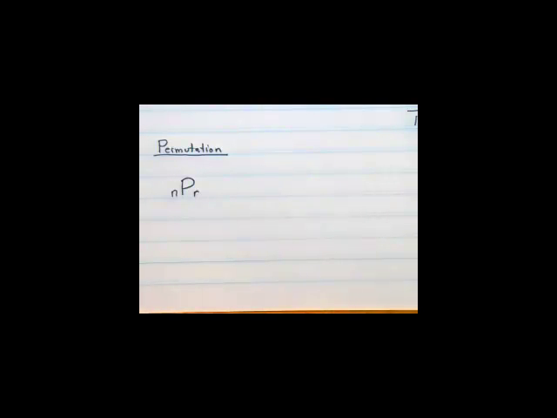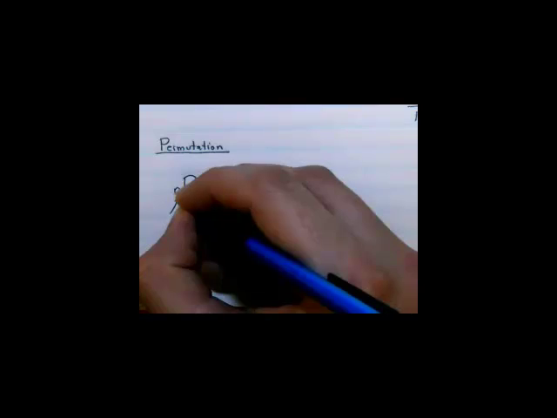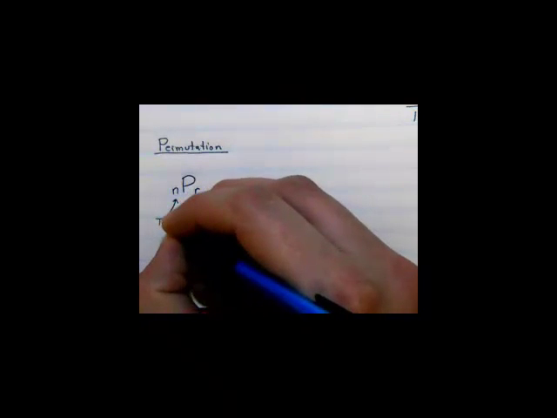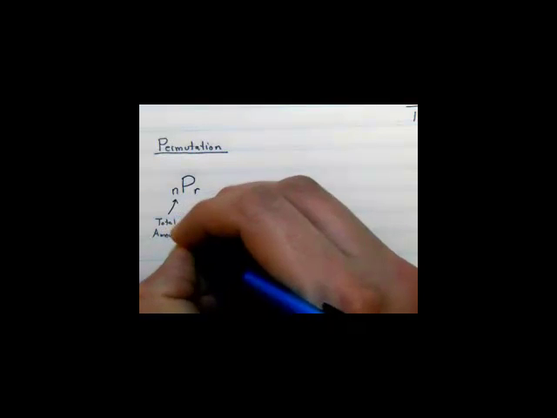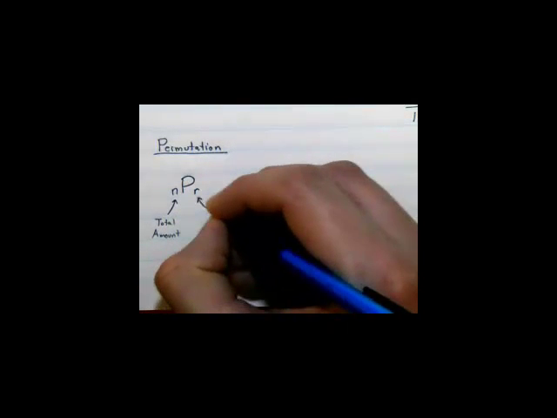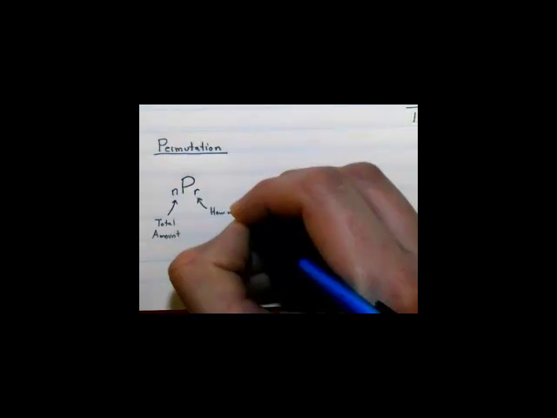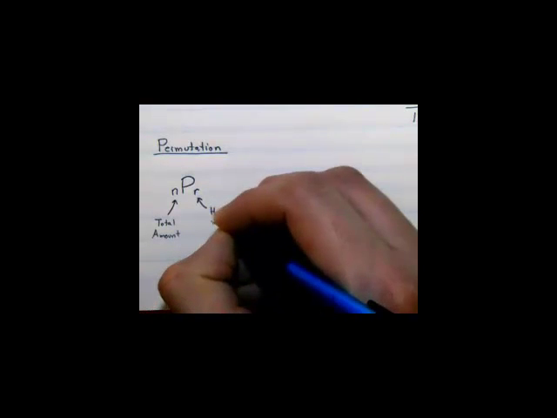So like in the baseball card example we just did, what's the n? 20. What's the r? 5. Out of 20, I want to choose 5 of them. Okay? So this is the total amount, and this is how many we pick.